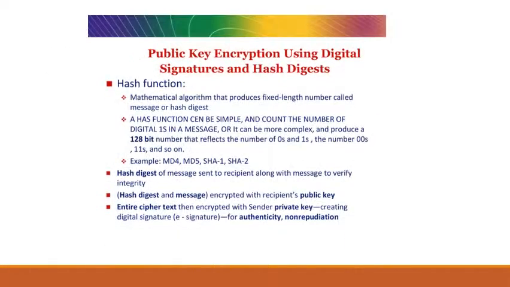The public key encryption using digital signatures and hash digests. The hash function is a mathematical algorithm that produces a fixed length number called a message or hash digest. The hash digest of a message is sent to the recipient along with the message to verify integrity. The hash digest and message are encrypted with the recipient's public key, and the entire ciphertext is then encrypted with the sender's private key, creating a digital signature. This is used for non-repudiation and authenticity.